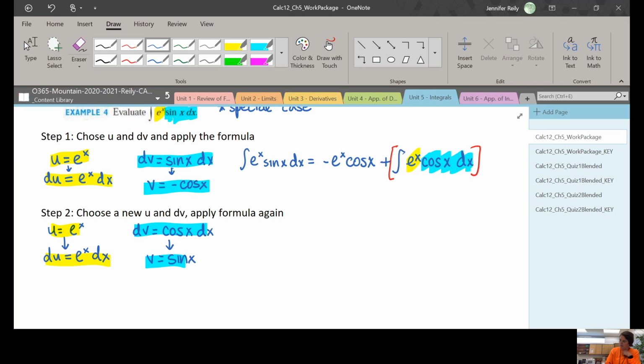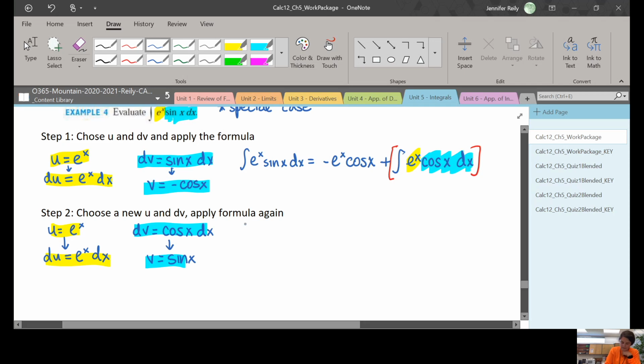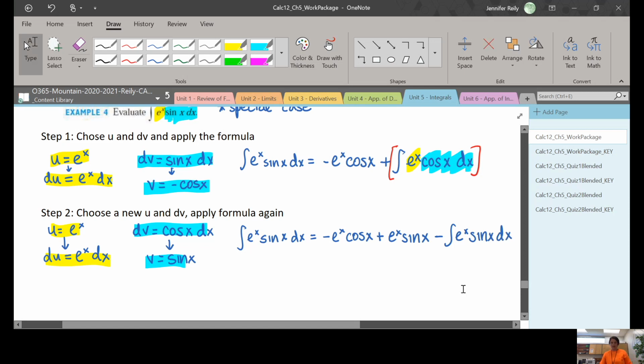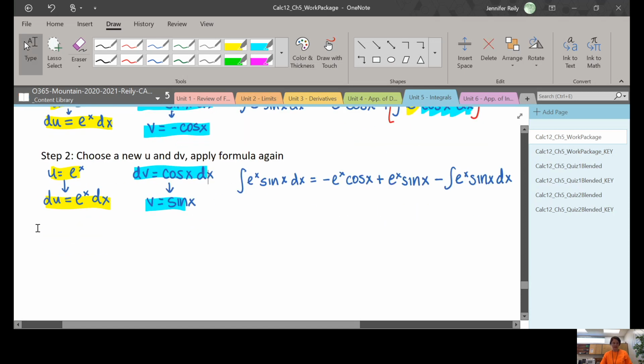Okay, great. So I'm going to rewrite the whole thing again. We were trying to find the integral of e to the x sine x dx. And from the first step of integration by parts, we got this plus, and so now I'm going to have uv, so e to the x sine x, minus the integral of v du. So I'll have the integral of e to the x sine x dx. Okay. Last step.